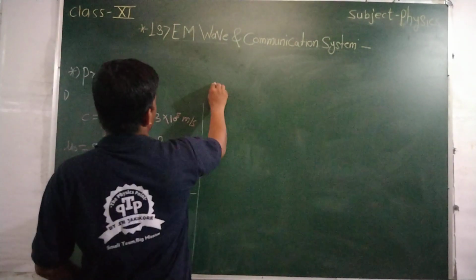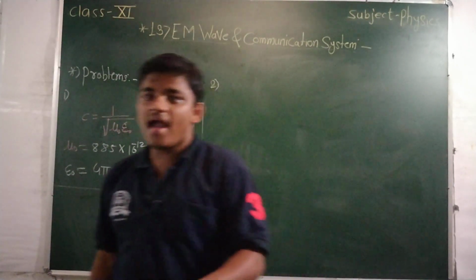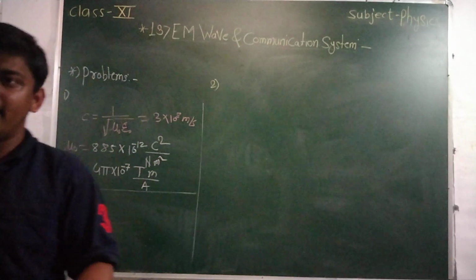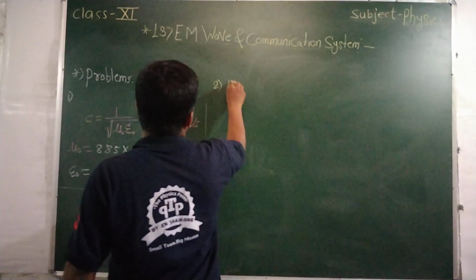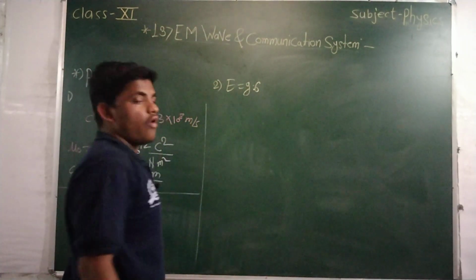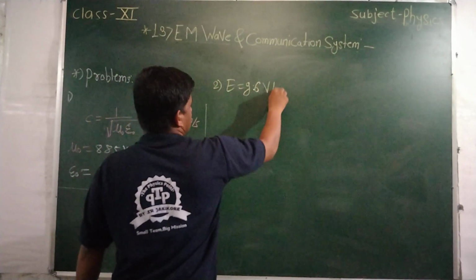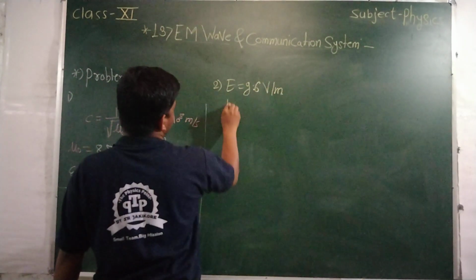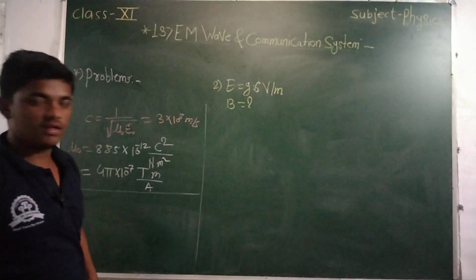And next, problem number 2. Calculate the magnetic field along any direction when they give some electric field. The magnitude of the electric field is 9.6 volt per meter. Find the B.